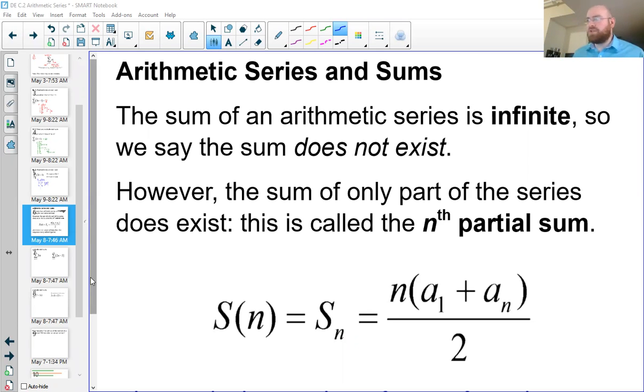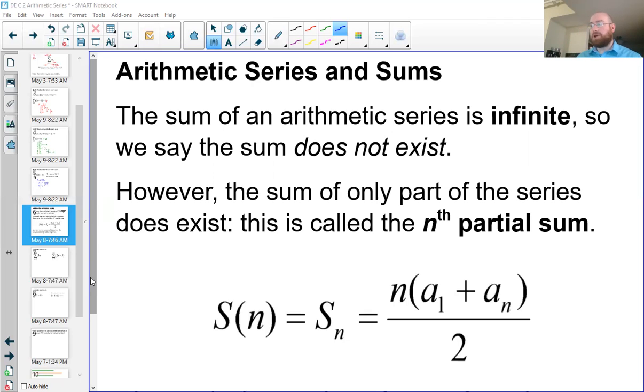The sum of an infinite arithmetic series is infinite, so we say that the sum does not exist. Because if we tried to add up an infinite number of numbers, they would get infinitely big. And since it doesn't ever become a single number, and a series is a single number, we say it doesn't exist, or it's undefined.